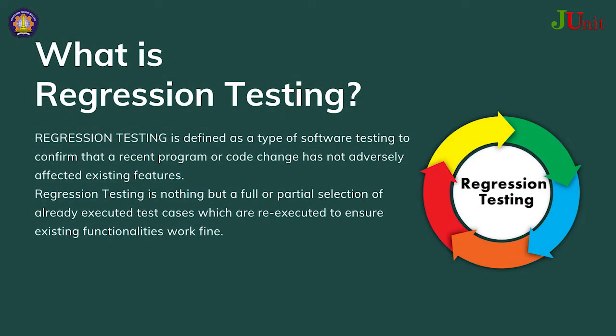And now we're going to move to regression testing. What is regression testing? Regression testing is defined as a type of software testing to confirm that a recent program or code change has not adversely affected existing features. Regression testing is nothing but a full or partial selection of already executed test cases which are executed to ensure existing functionalities work fine, and also to make sure that the new code changes do not have side effects on the existing functionalities. It ensures that the old code still works once the latest code changes are done.